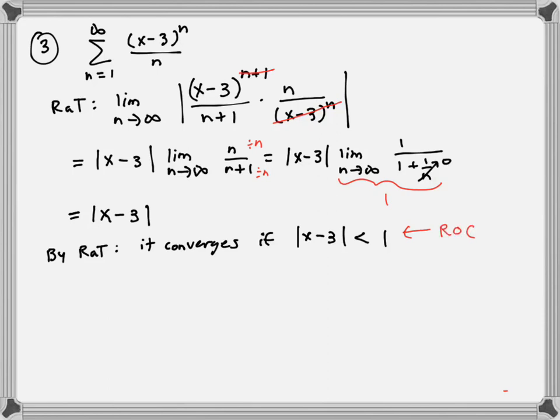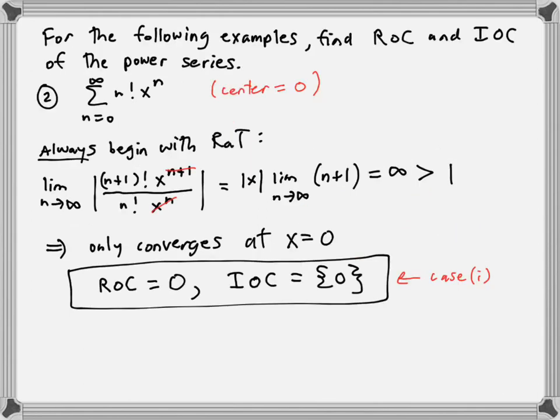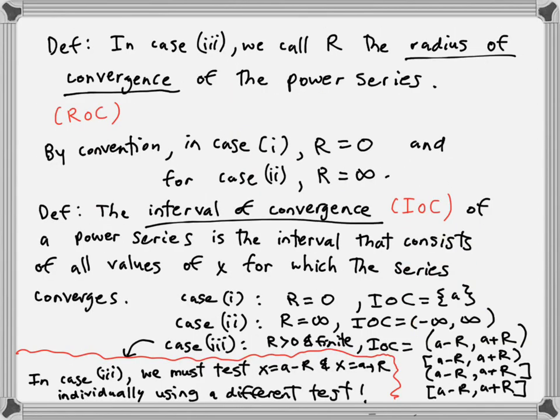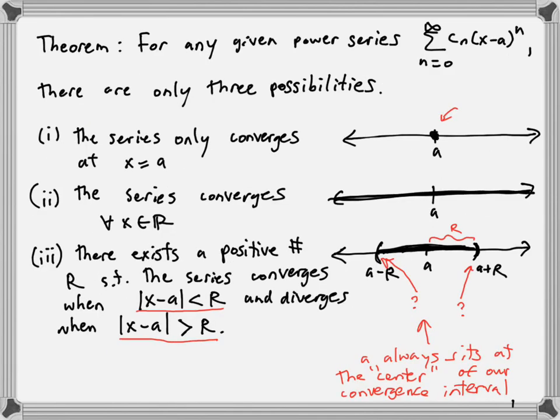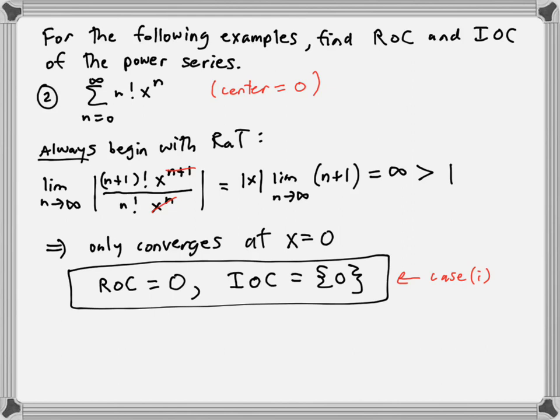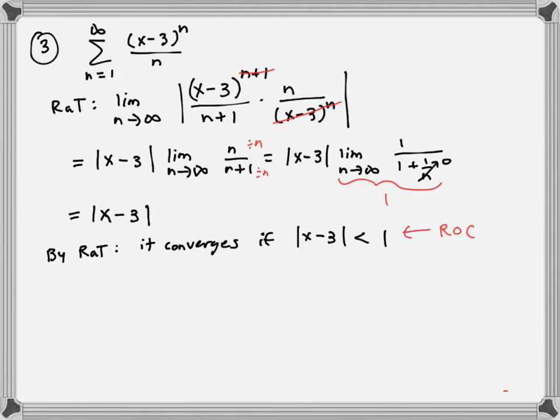Because remember, the radius of convergence, if we come back here, is defined to be the R of case 3, right? And so it says the absolute value of x minus a is less than R. So that would be the case that we're talking about. Okay, so this is where we are.